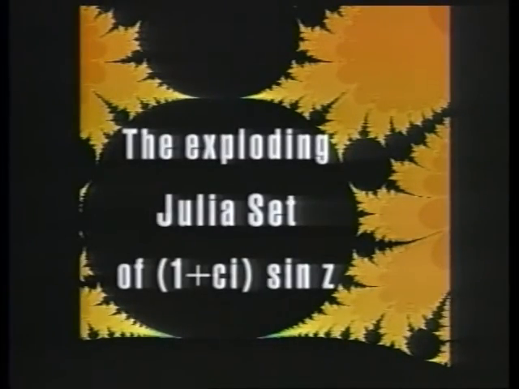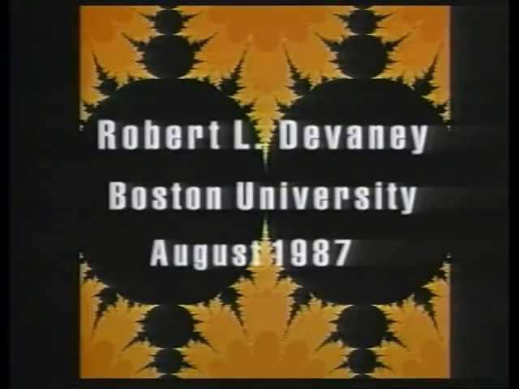What you're looking at is the Julia set for sine z. Remember the infinite snowmen. Now let's vary the parameter continuously. 1 plus epsilon I sine z. The Julia set explodes there. Boom. The screen fills with color.